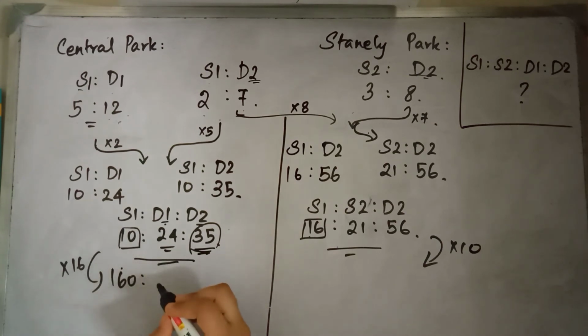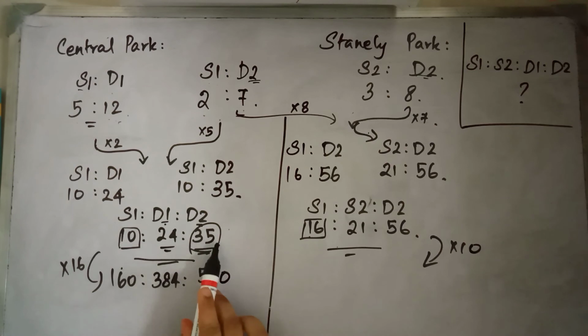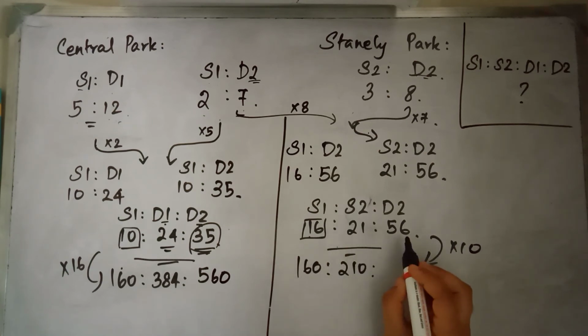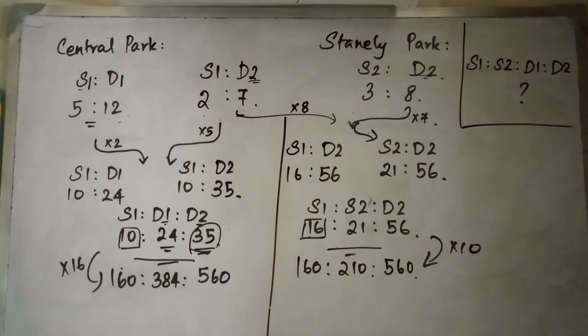I have 160 is to 384 is to 560. This is what happens if I multiply these two by 16. 160 is to 210 is to 560. Now you see, D2 is also coinciding. If there is more than one common factor, and I am taking a particular common factor, then the other one also has to match, or else you have made a mistake somewhere. So D2 also matches, S1 also matches.